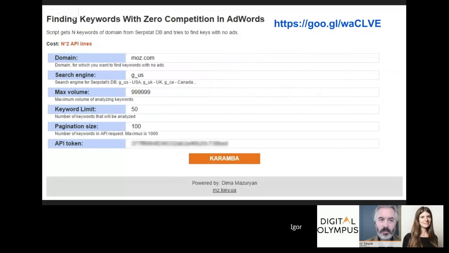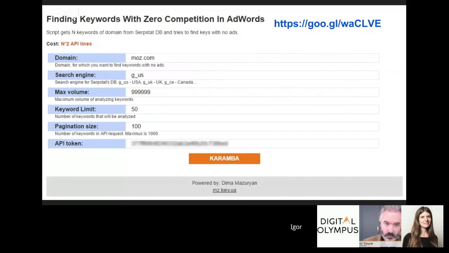You just enter your website, select the search engine, and the max search volume for the keyword. I usually just put a bunch of noise because I don't see why you would want to limit this. Keyword limit shows how many keywords from my website I want to analyze. So I'll be analyzing 50 keywords from moz.com.